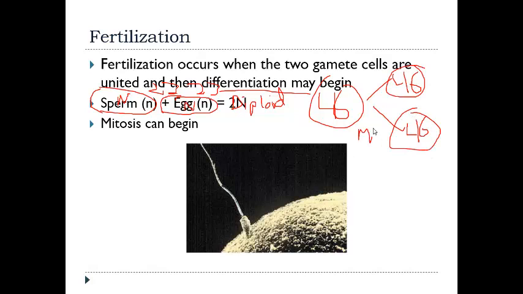So mitosis after that, and before, to make these cells, we have meiosis. It's hard to write with a mouse. Mitosis can begin after this. So here's an electron microscope picture of sperm meeting an egg. And remember, only one sperm can get into the egg. As soon as that first one reaches the egg, all the others are instantaneously locked out.